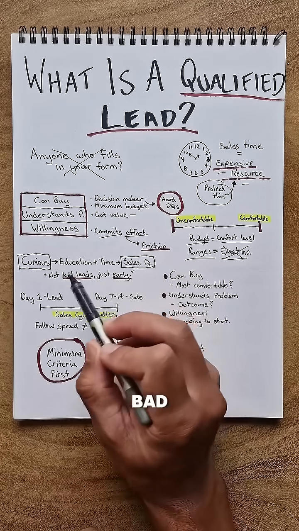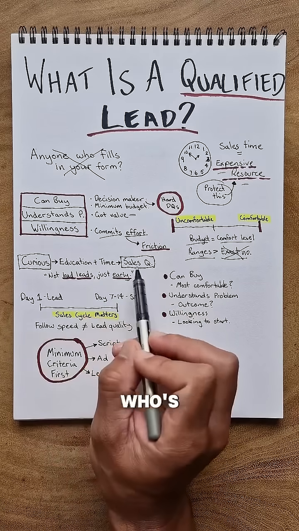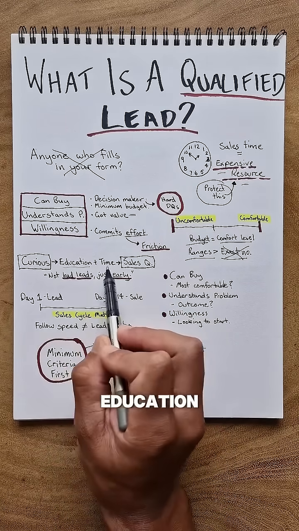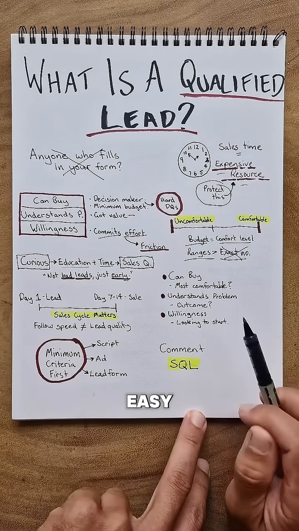Now, most bad leads aren't bad people. They're just unqualified too early. The only difference between someone who's curious and someone who's sales qualified is education plus time. And once you define this, writing your lead form becomes very, very easy and very obvious.